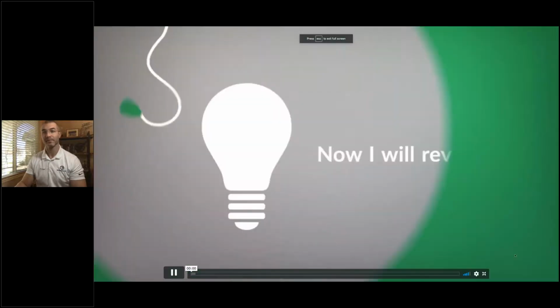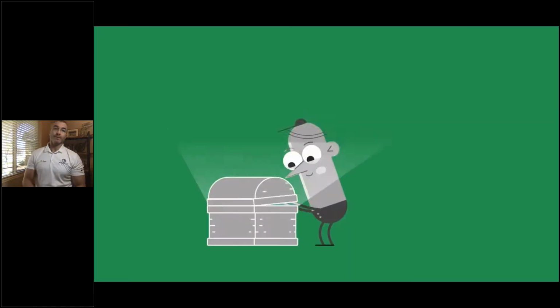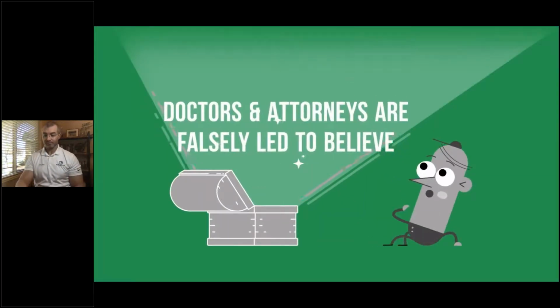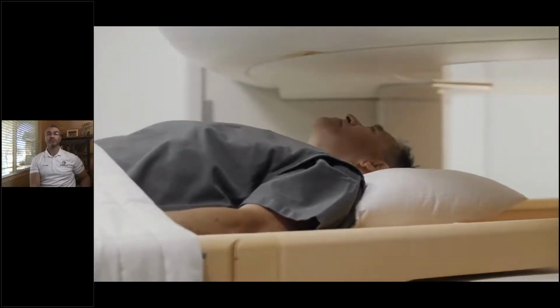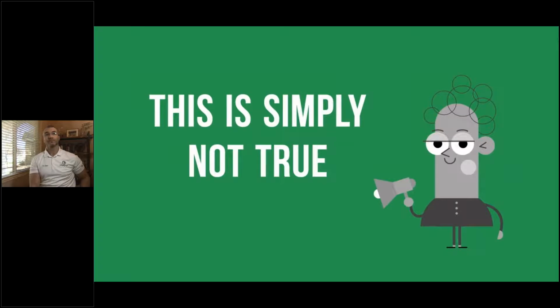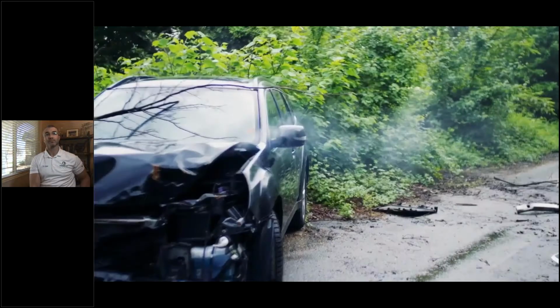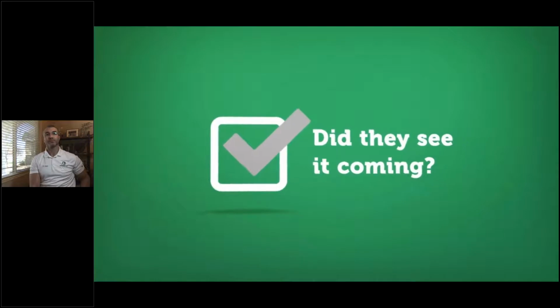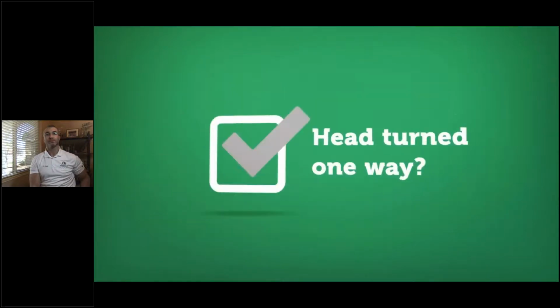Now I will reveal to you these hidden spinal ligament injuries that are routinely missed across the board. So doctors and attorneys alike are falsely led to believe that MRI is the highest level of diagnostic superiority in the imaging food chain. This is simply not true. So first off, what happens when your client is involved in a trauma and injury? Did they see it coming? We know it makes a difference whether they were braced for the impact. Was their head turned one way or the other at the time of the crash?